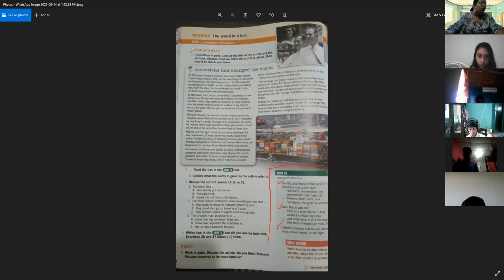So now we're going to work on part number 1, okay? Look at the title of the article and the pictures. This is the title and the picture. We have 2 pictures in the article. What do you think the article is about? Okay, just reading the title and looking at the picture, what do you think the article is about?